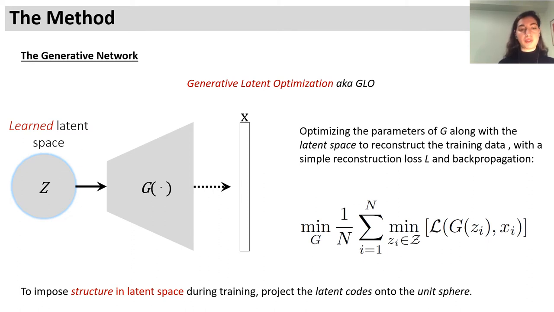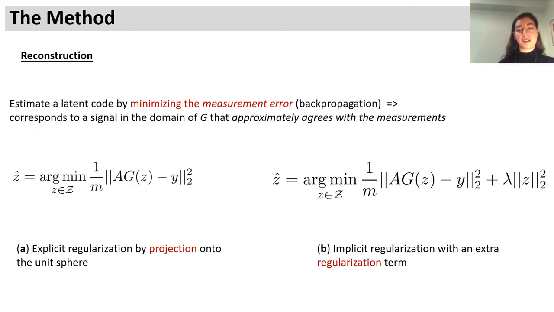In order to impose even more structure into the latent space, we even project the latent codes onto the unit sphere. For the reconstruction part at test time, what we're trying to do is to estimate a good latent code that corresponds to our estimate for the signal, which belongs in the domain of the generative model. So more specifically, we want to choose a latent code such that the corresponding signal approximately agrees with the given measurements. In order to use the structure of the latent space, we can either project the estimate of the latent code onto the unit sphere, as we did at training time, or we can use more flexibility by adding a regularization term that tries to imitate the same structure.